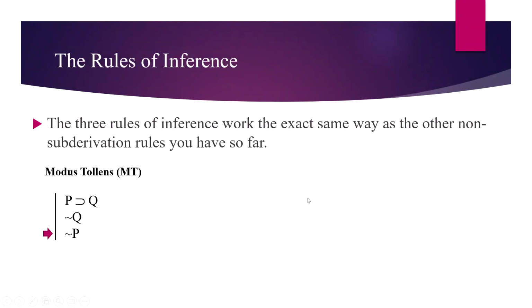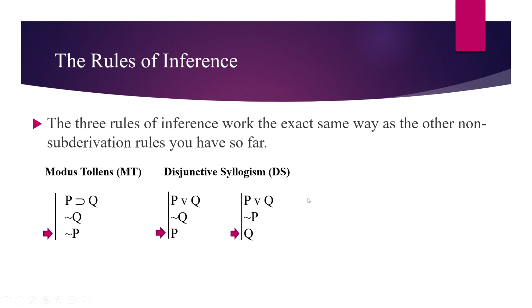The next rule is disjunctive syllogism. If we have a disjunction and then we have the negation of one of the disjuncts, we can get the other disjunct on a line by itself. This is because we know that if a disjunction is true, at least one of the disjuncts must be true. So when we independently find out that one of the disjuncts is false, we can say that the other disjunct is true. The last rule of inference is hypothetical syllogism.